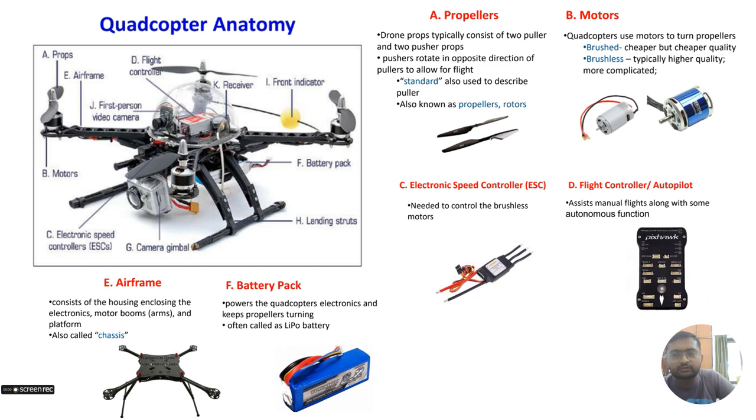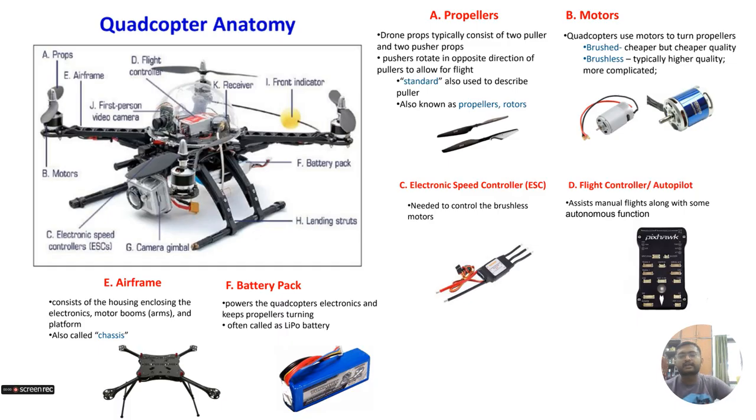Then there is a motor. A quadcopter uses motors to turn the propellers. The motors can be brushed or brushless. Brushed ones are cheaper and of lower quality, whereas brushless are typically higher quality and more complicated. Then we have the electronic speed controller, which is needed to control the brushless motor. If you are having brushless, then it will be useful. Then we have the flight controller or autopilot, which will assist in manual flight along with some autonomous functions.